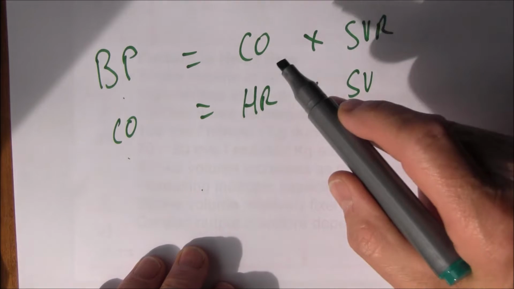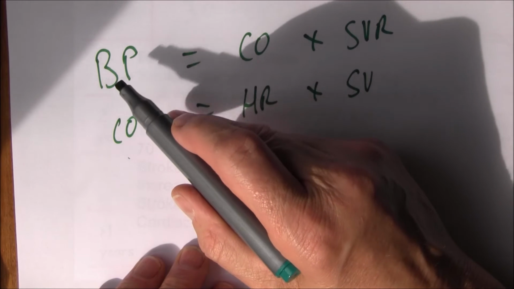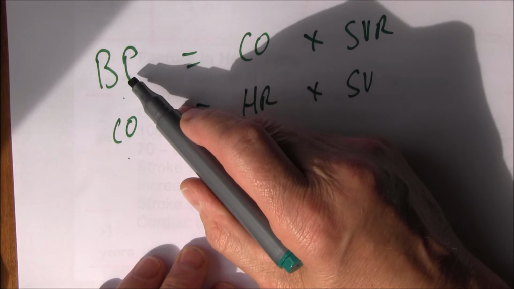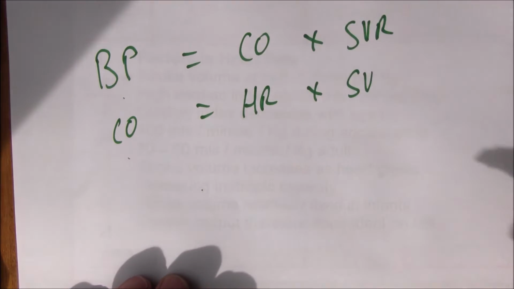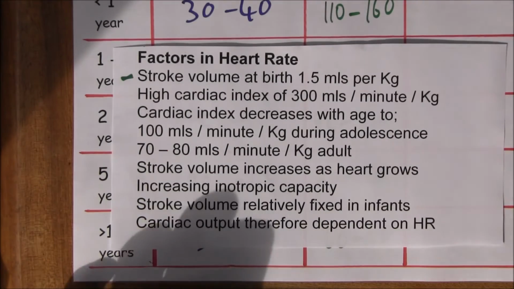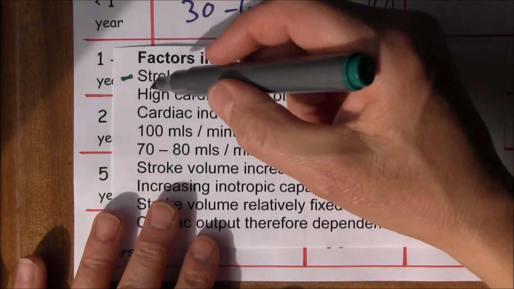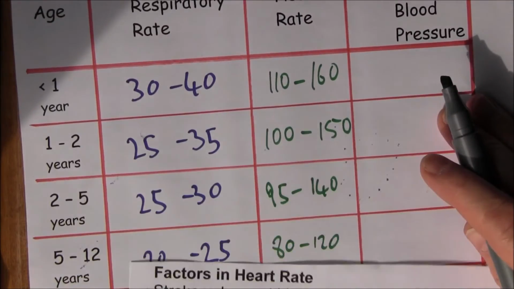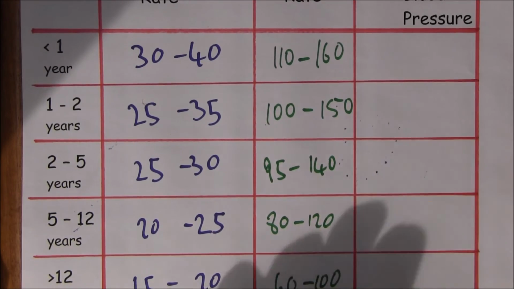And of course, we need the cardiac output to maintain the blood pressure to perfuse the tissues of the body with blood. Because that's the only way the body tissues are going to get oxygenated and get rid of the waste carbon dioxide from the tissues. So because the stroke volume is low, the heart rate has to be high, and that of course is exactly what we see in these figures.